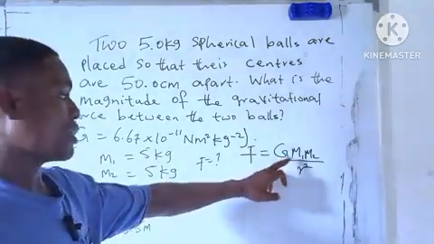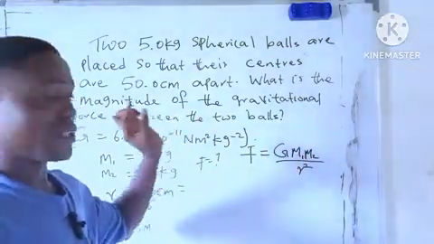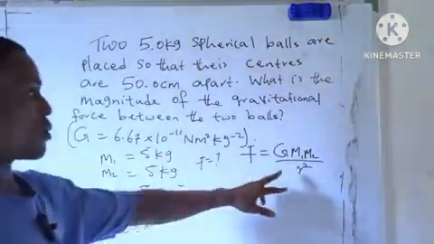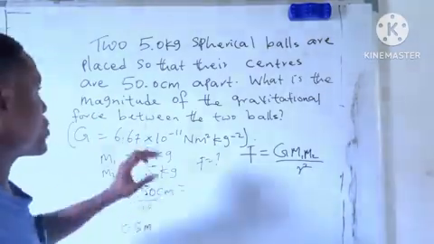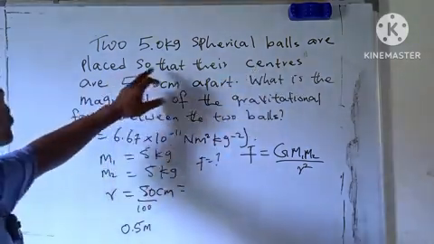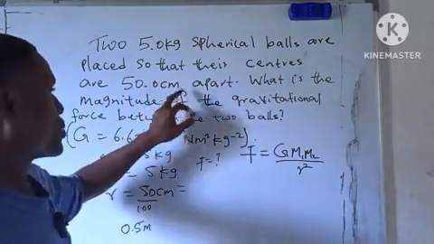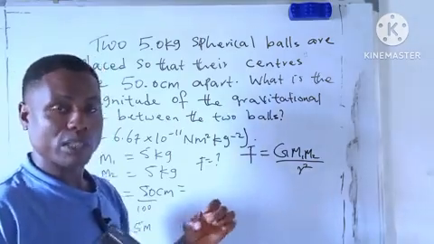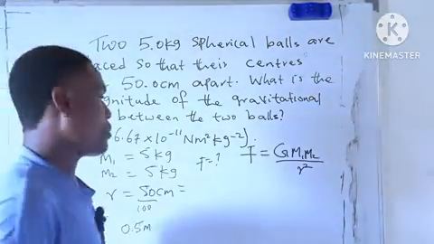So F equal to G m1 m2, where m1 indicates the first mass, the second one indicates the second mass, while r indicates the radius. The question says the centers are 50.0 centimeter apart. It's talking about the radius, or the distance between the two masses.